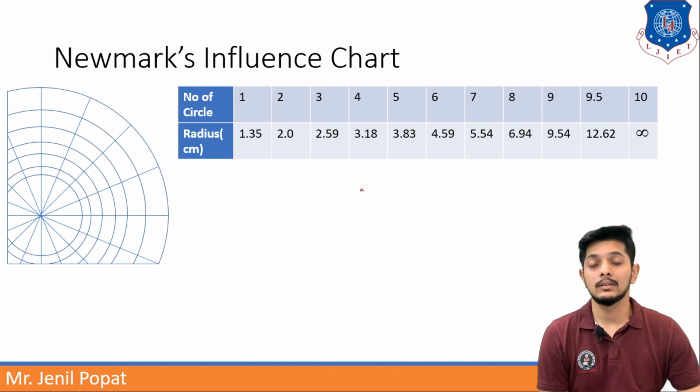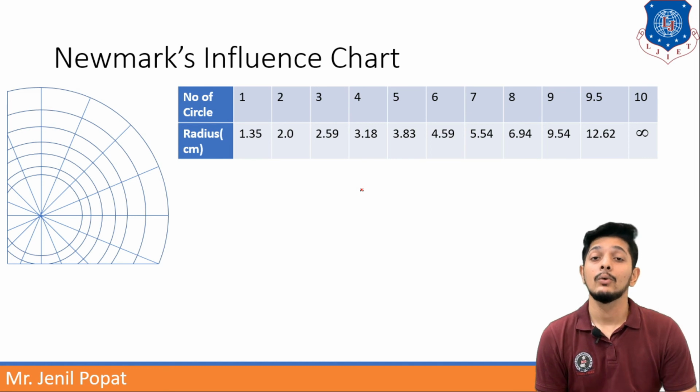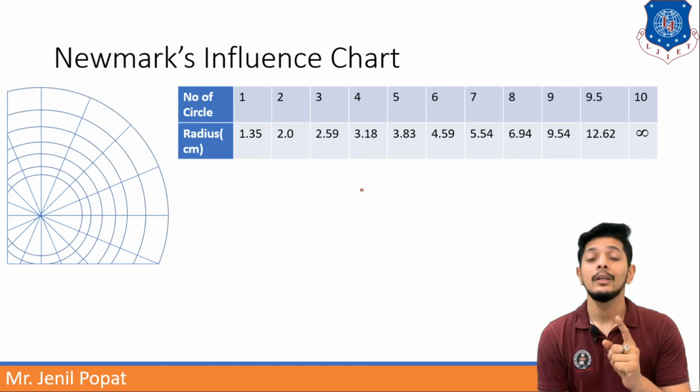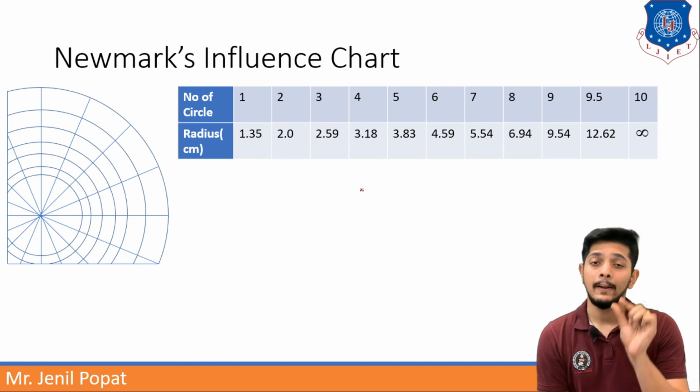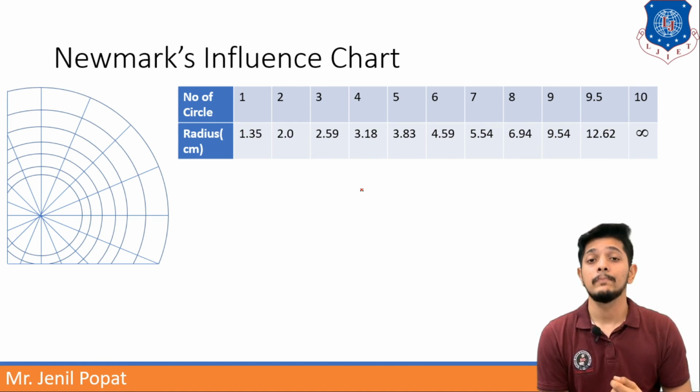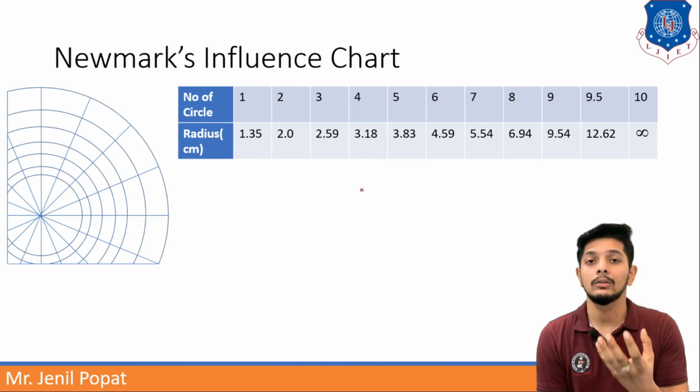Let us discuss some points to be noted while using Newmark's influence chart. First of all, in every circle, in every unit area, all the fractions should be taken into account properly. Second, for the Newmark's influence chart method, you should consider the 10th circle if the plan area permits you to draw the 10th circle. Do not stop at 9.5 circles. If it permits, you should go to the 10th circle.